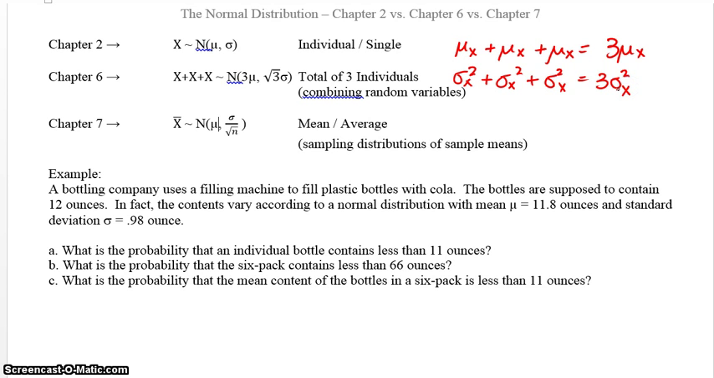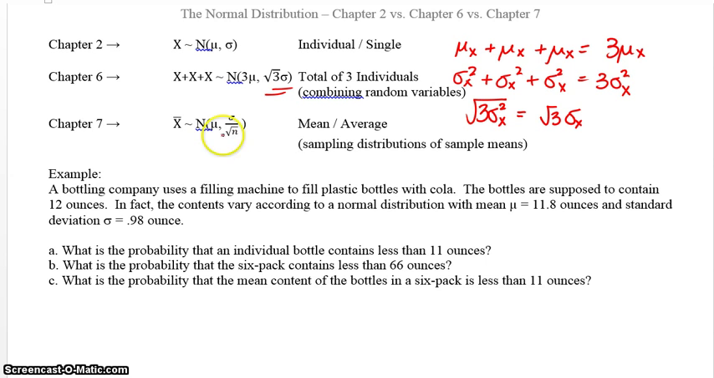But when we're working with the normal distribution, and in particular normal CDF and inverse normal, we need to be working in standard deviation. So what we would do is square root this variance of the combined random variables, and we end up with the square root of 3 times the standard deviation of all those x's combined. So that's where this came from right there.